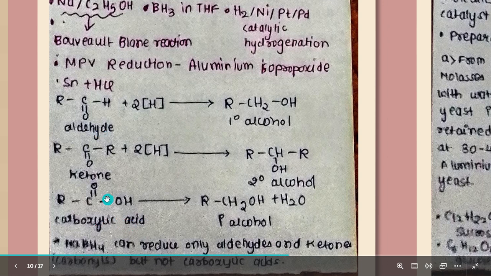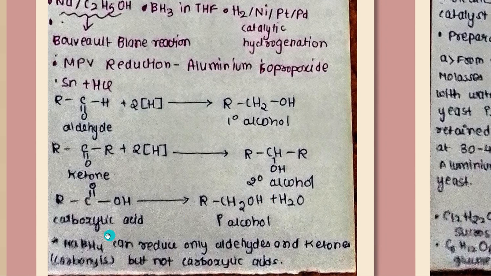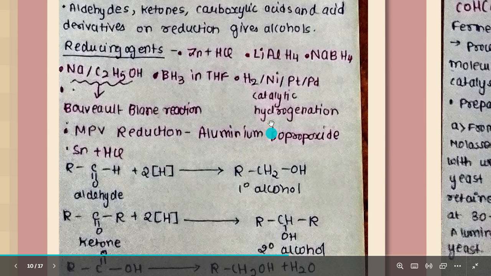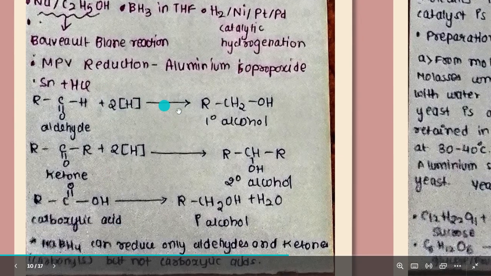Okay, so this you should remember, that is again if I reduce carboxylic acid, on direct reduction it will give me RCH2OH. NaBH4 can reduce only aldehydes and ketones. See, this is a very important point, that NaBH4 can reduce only aldehydes and ketones, but not carboxylic acids.